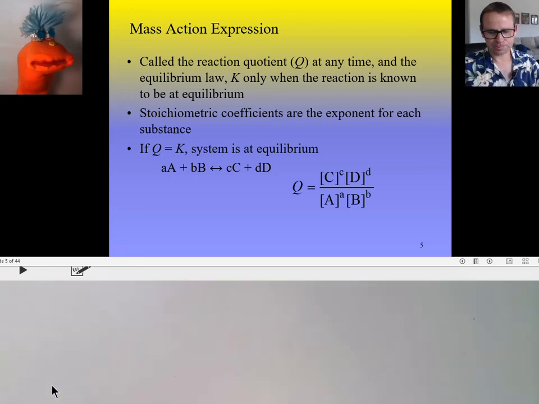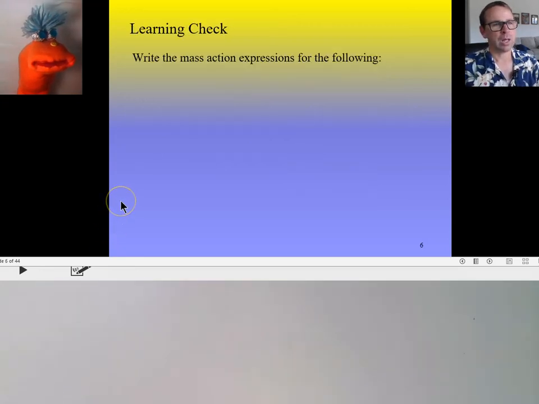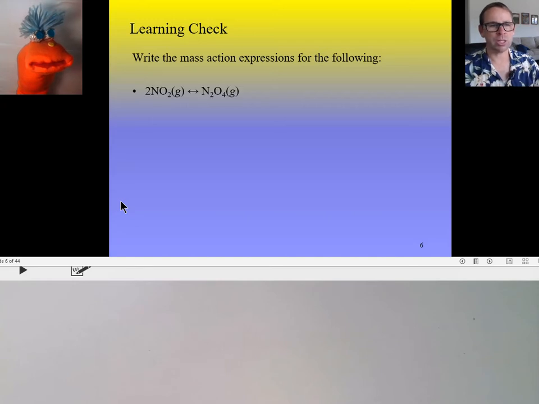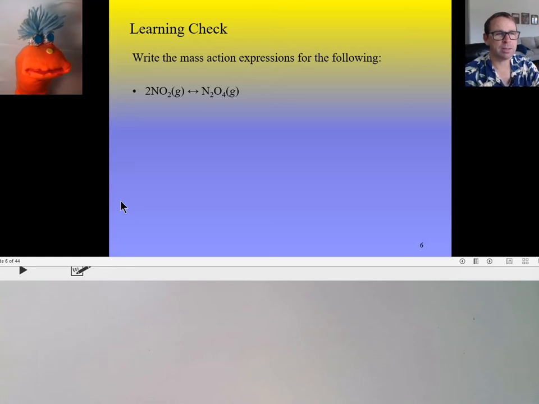All right, so we want to write the mass action expression for this reaction. Here's a reaction. It's in equilibrium. We have reactants and products. How do we write the mass action expression?